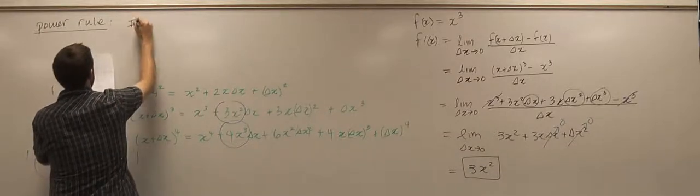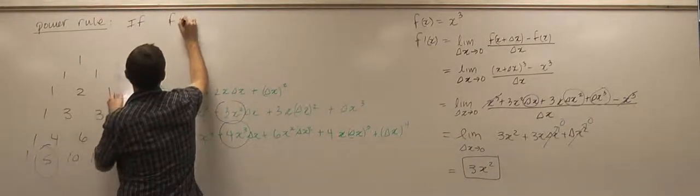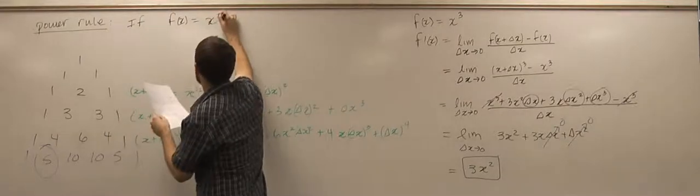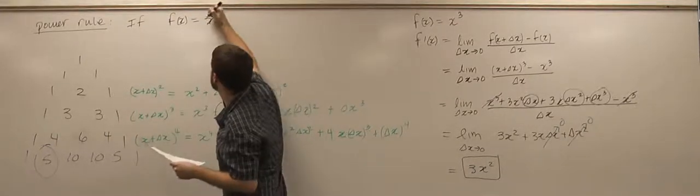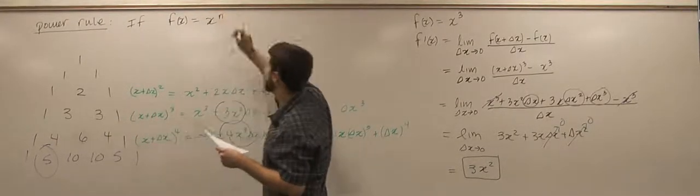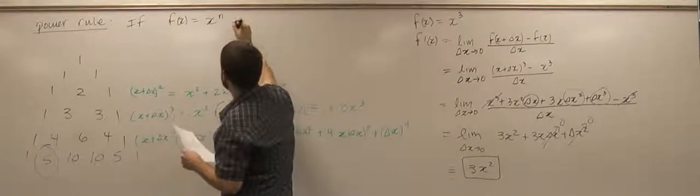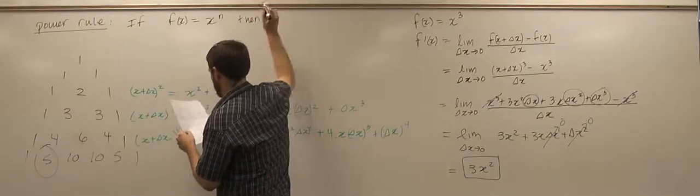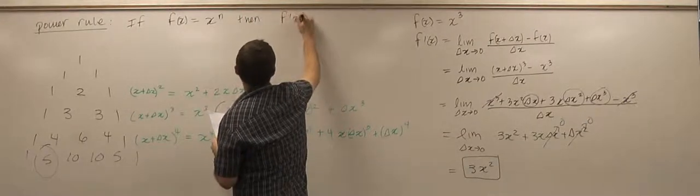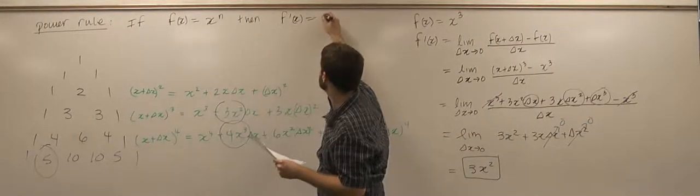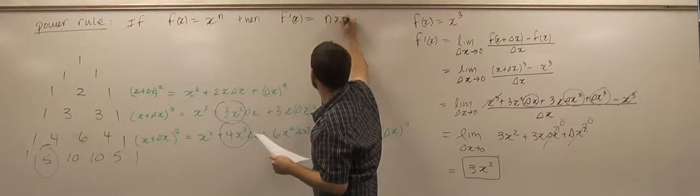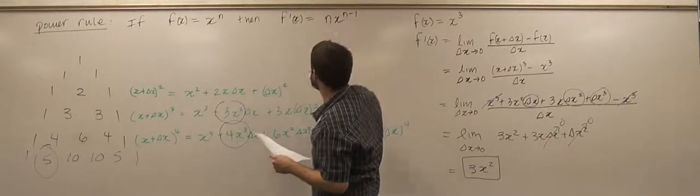So if you have a function equal to x to some power, it actually doesn't even need to be a whole number. Just any power. Generalize it. Then the derivative, f prime of x, is equal to n times x to the n minus 1.